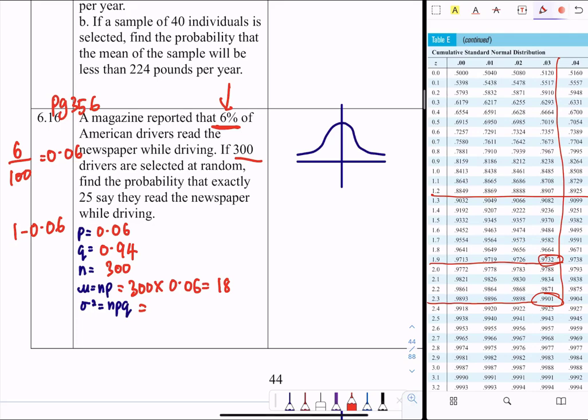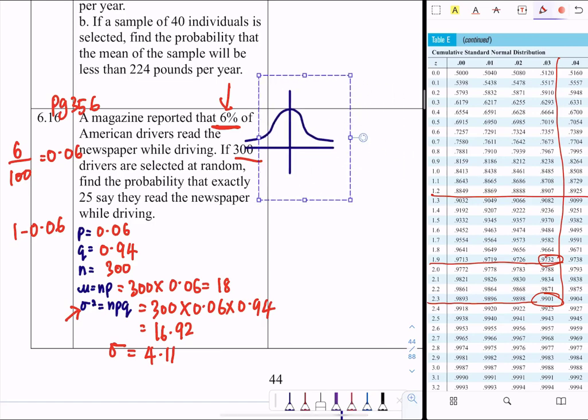For the variance, this one is the variance, without the square root it is not the standard deviation. Of course, you write the formula, n times p times q, equals 16.92. The standard deviation will be 4.11. Try using the calculator. Okay, we finish finding the mean and the standard deviation.